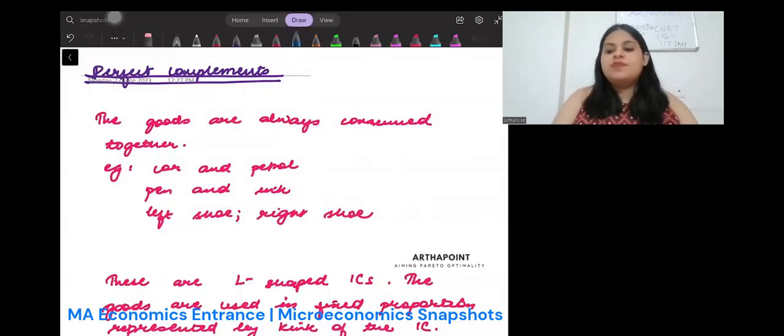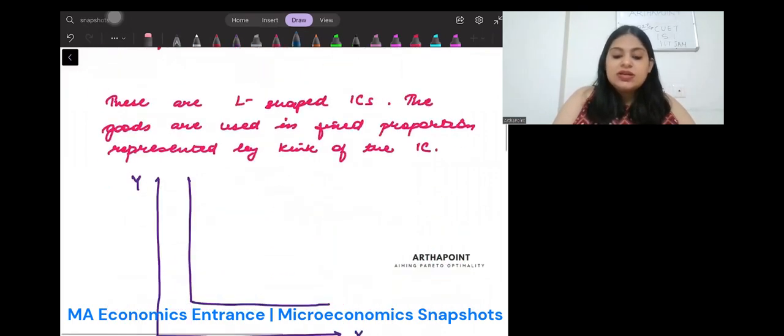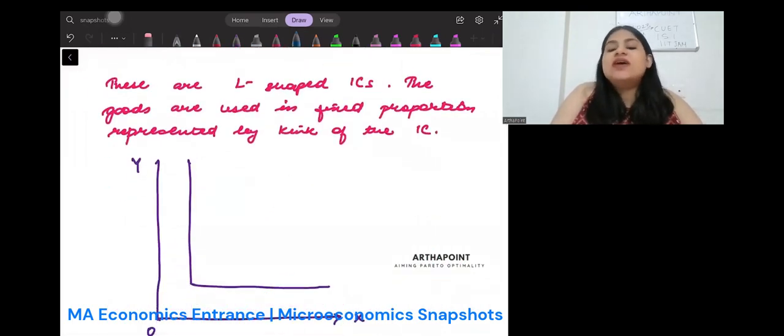Perfect complements. Those goods which are used together, which are always consumed together, are called perfect complements. For example, car and petrol, pen and ink, left shoe and right shoe. So those goods which are always consumed together are called perfect complements. For these perfect complements, the indifference curve is an L-shaped indifference curve.